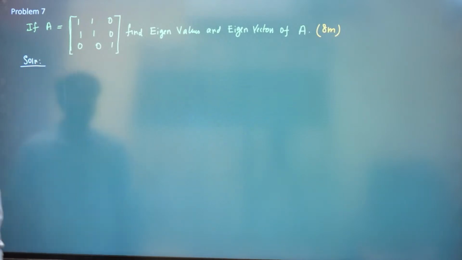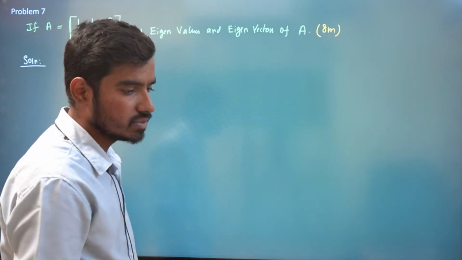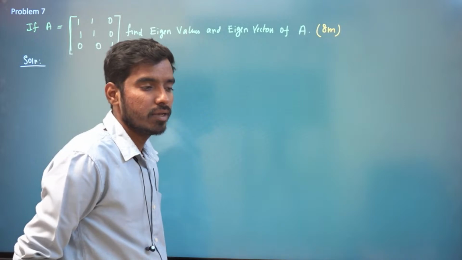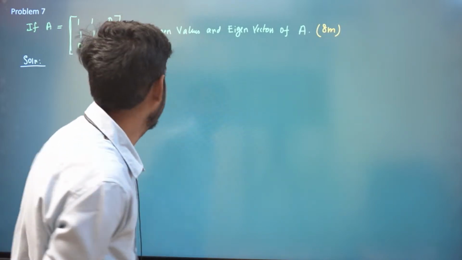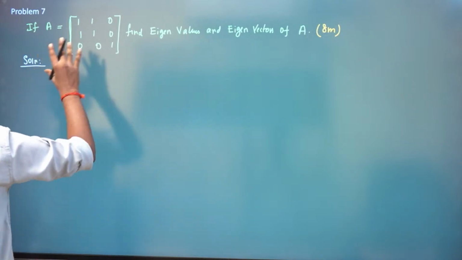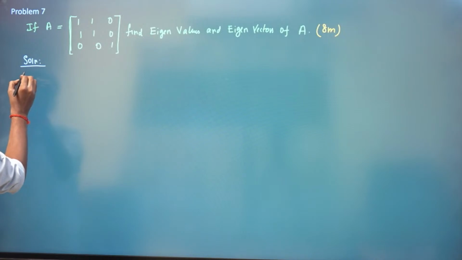So the matrix A is given; find the eigenvalues and eigenvectors of A. I hope everyone knows how to find that, because in the previous classes and videos I have explained how to find the eigenvalues and eigenvectors of A. So I'll find the eigenvector for one eigenvalue and then leave an exercise for you. First I'll find the eigenvalues.